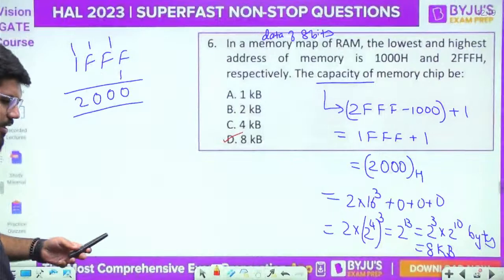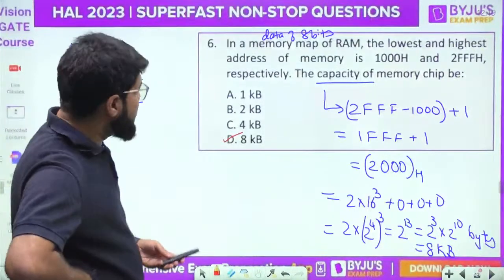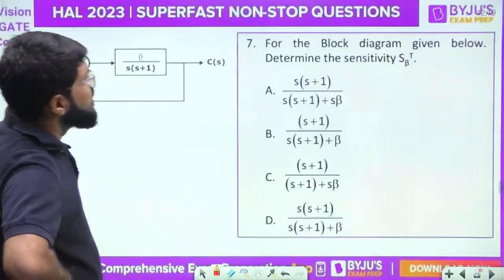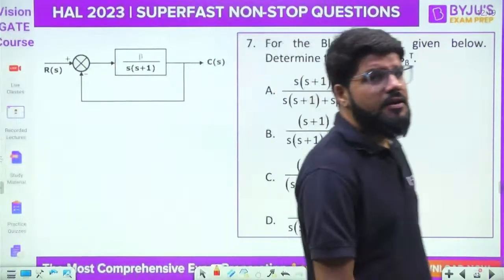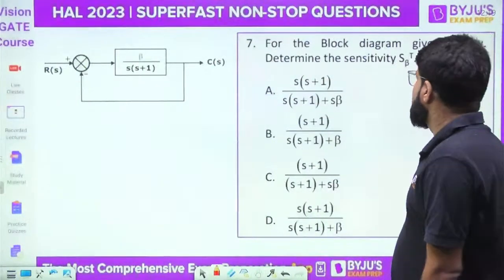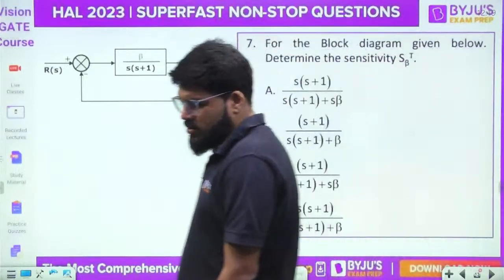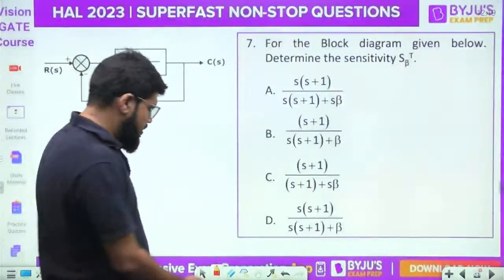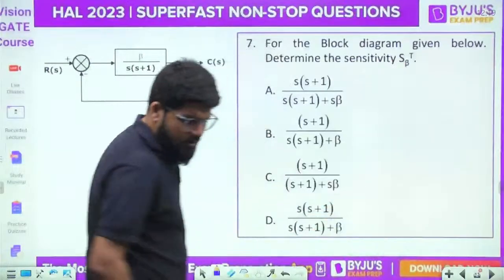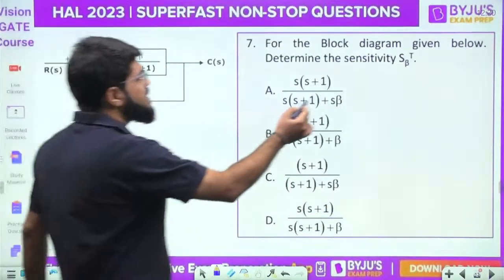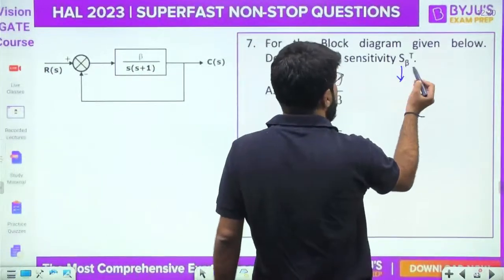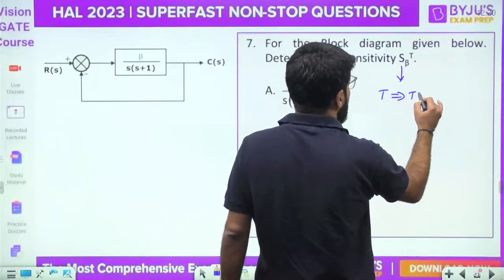Let us move ahead to the next question. Here it is: for the block diagram given below, determine the sensitivity. Coming to a control system question here. What is the sensitivity here? See, sensitivity, S_T^beta. What is that? T stands for transfer function.